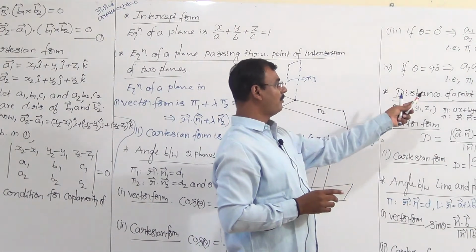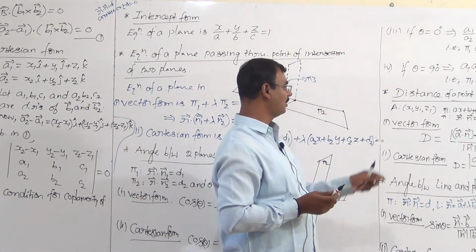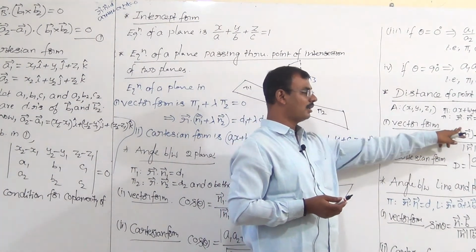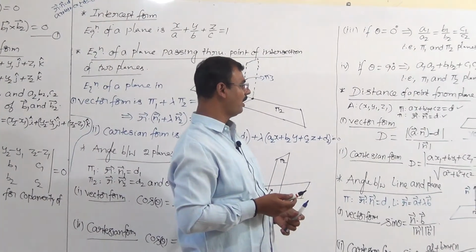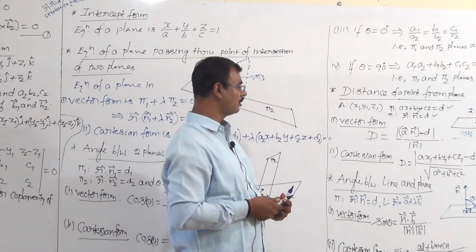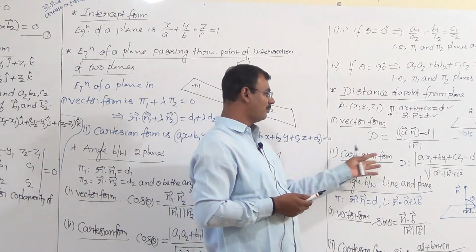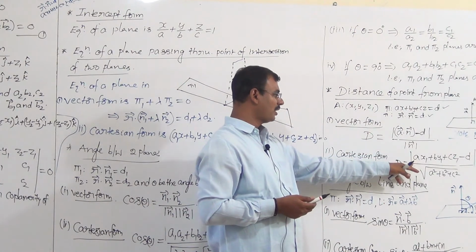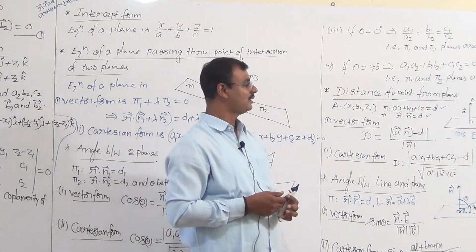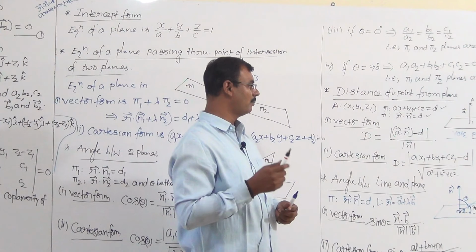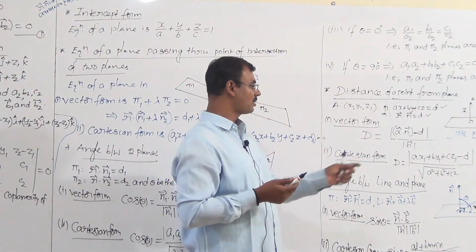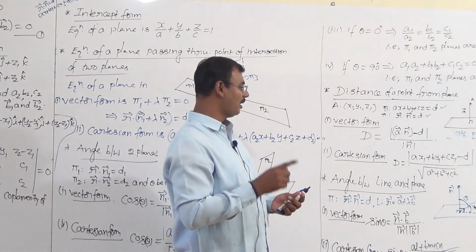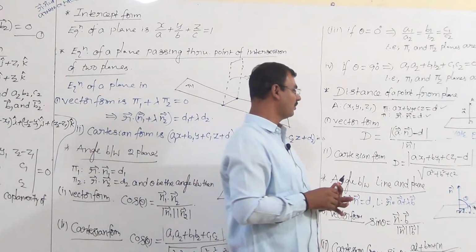Next, the distance of a point from the plane. In vector form, the distance formula is |ā·n̄ − d| divided by |n̄|. In Cartesian form, the distance formula we know very well, this is easy to remember: |ax1 + by1 + cz1 − d| upon √(a² + b² + c²).